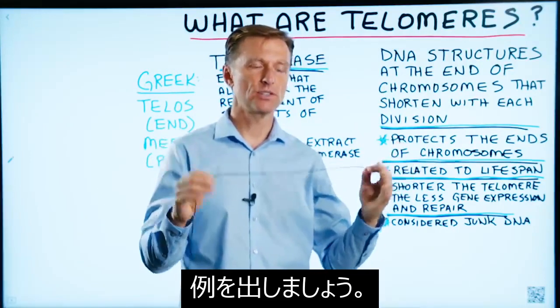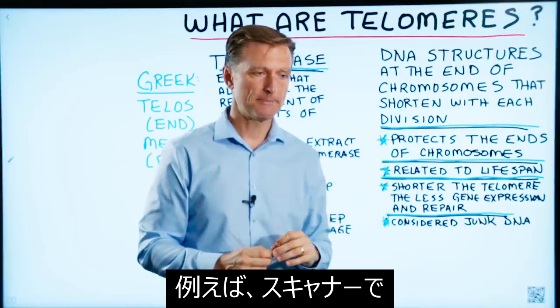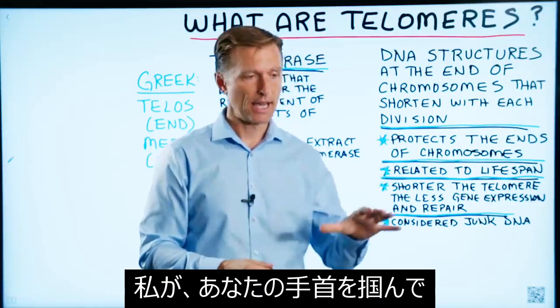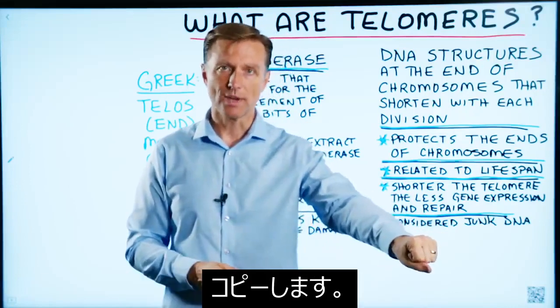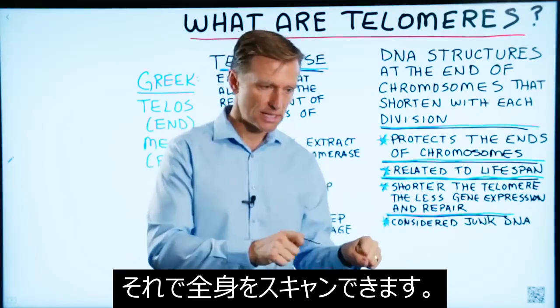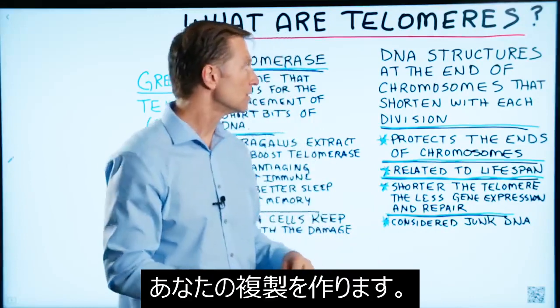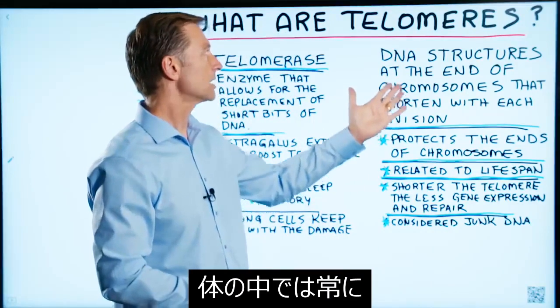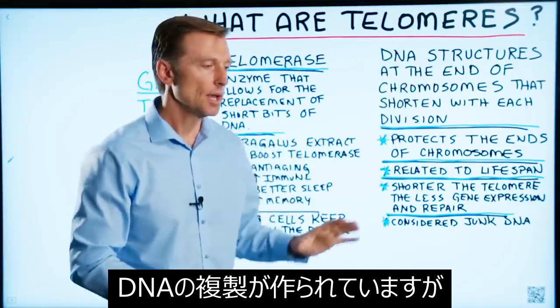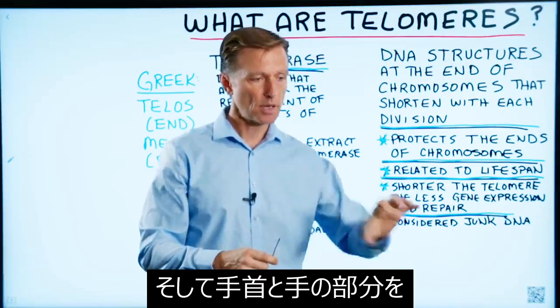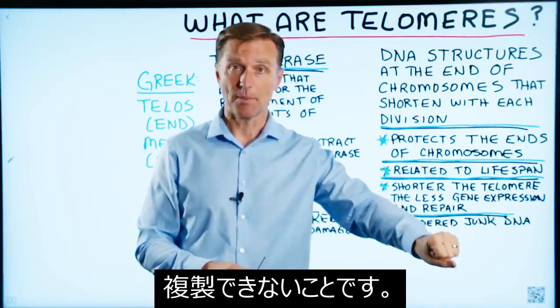So I'm going to give you another analogy. Let's say, for example, I'm going to copy you, okay, with a little scanner. And I have to grab onto your arm or your wrist to copy you. So I scan your entire body, okay? It makes a copy of you. Similar to what's happening in the body, you're constantly making copies of the DNA. But the problem is I can't scan backwards. And part of your wrist and hand is not being copied.